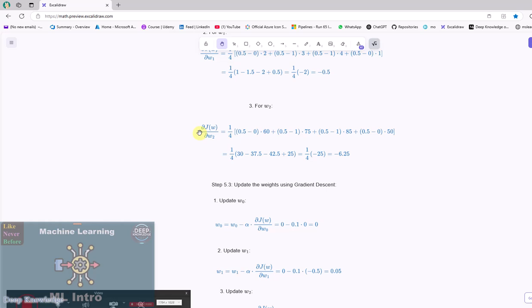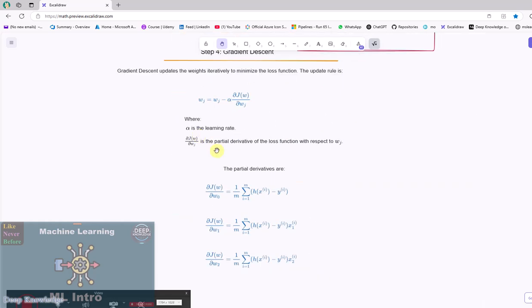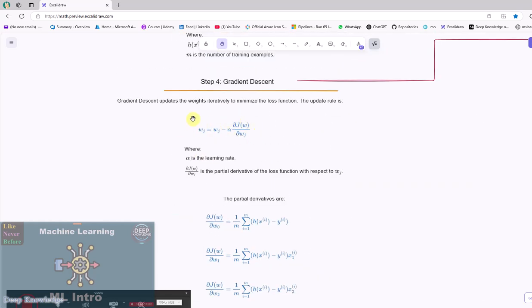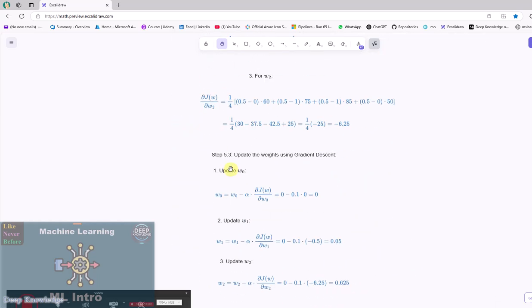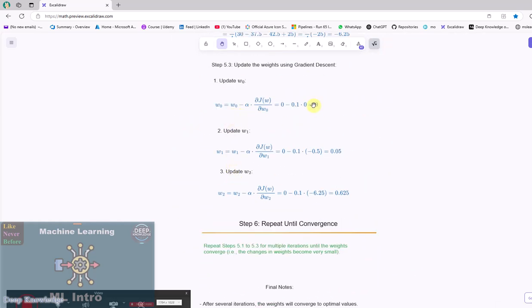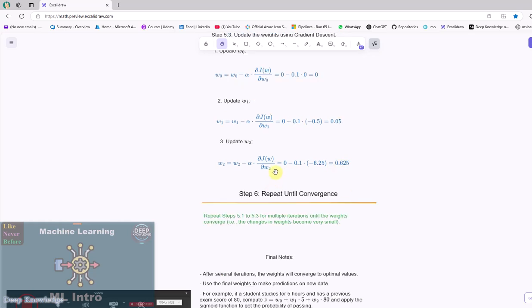Now we need to update. To update the parameters, we will use this formula here: the old weight minus alpha, where alpha is the learning rate, times the derivative with respect to W0, W1 and W2. And we will update these weights. The first weight is 0.05, and then 0.625.